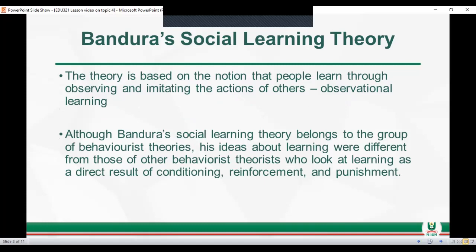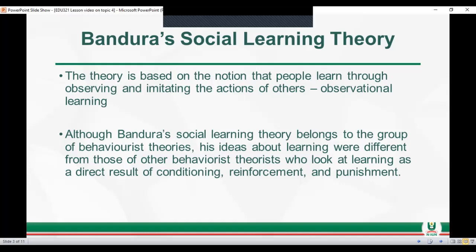Okay, Bandura's social learning theory. The theory is based on the notion that people learn through observing and imitating the actions of others. That's why it's also called observational learning. You either say the Bandura social learning theory or observational learning theory.